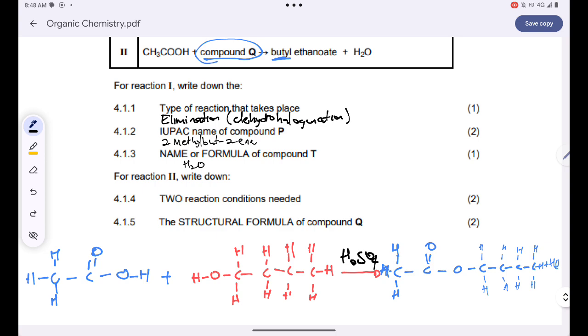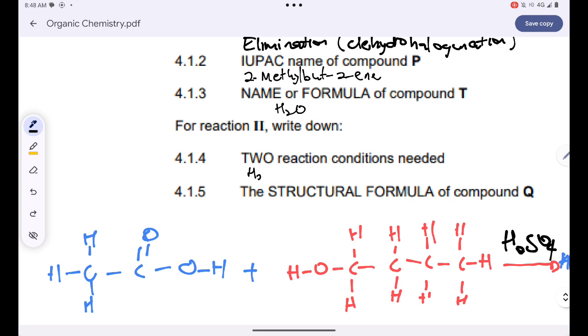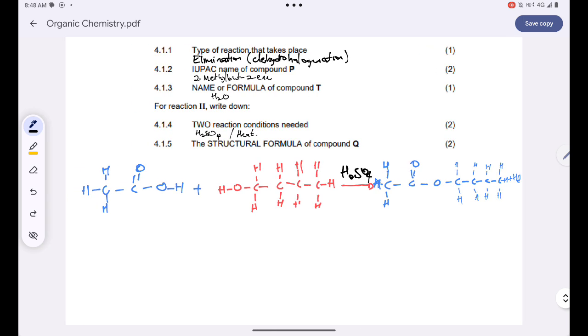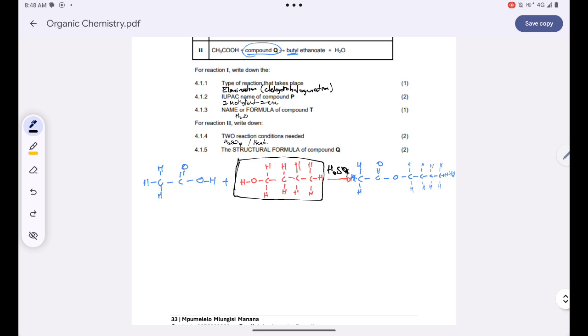And then for reaction 2, they want us to write the 2 conditions needed. Firstly, we need a concentrated sulfuric acid, and then secondly, we need heat. The structural formula of compound Q: compound Q is a primary alcohol that has 4 carbons. We did say that compound Q is just butan-1-ol.